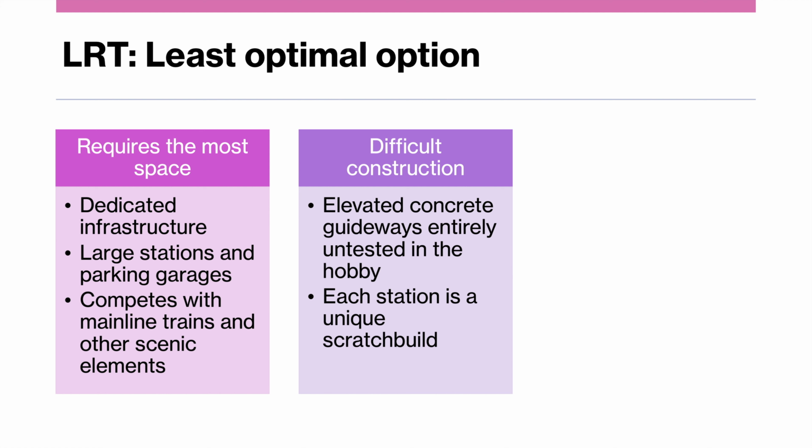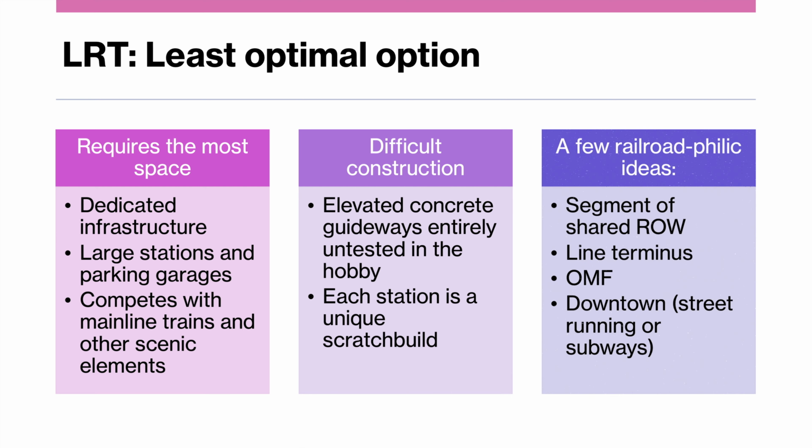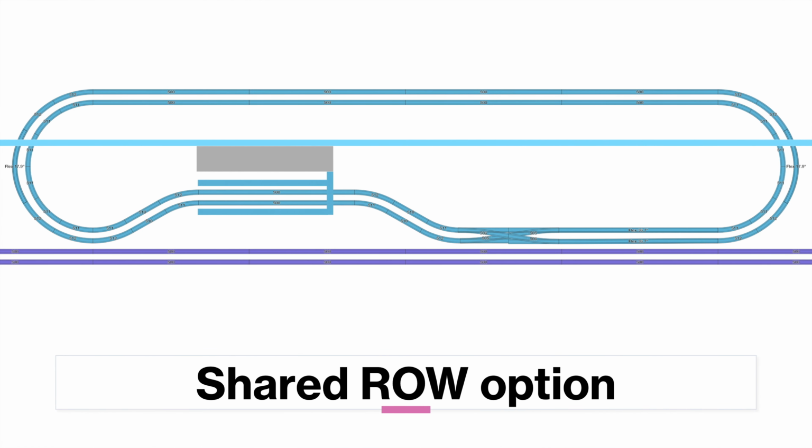And then also with the large, extravagant, and avant-garde stations, each station in model form would be a unique scratch build, so it would be a little difficult to pull off. But I can think of a few railroad-philic ideas, and here, I'm going to go through them in detail. The first one is very simple, just a shared right-of-way option. You have your freight trains, and then for a short segment, the LRT runs right alongside it. Maybe you have a station, and then it just autonomously loops itself, and it ducks behind the backdrop and continues in a loop form.